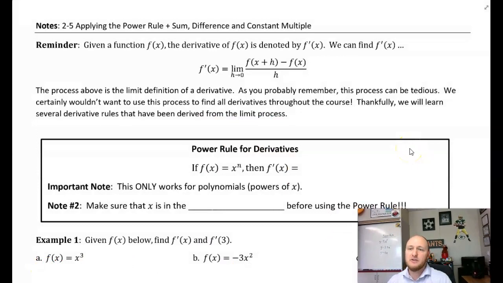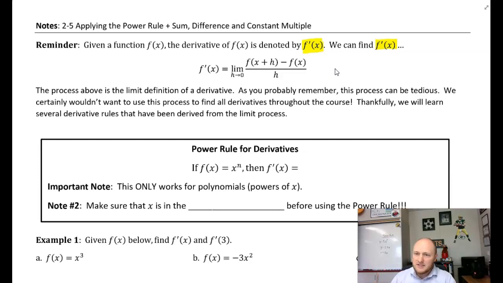Alright, so reminder, given a function f of x, the derivative of f of x is denoted as f prime of x. That's how we say it, f prime of x. And we have shown you up until now that f prime of x is found by taking the limit definition, the limit as h approaches 0 of f of x plus h minus f of x divided by h. And remember, this is just derived from taking the average rate of change and moving that second point closer and closer to our initial point where we want to calculate the instantaneous rate of change at that point.